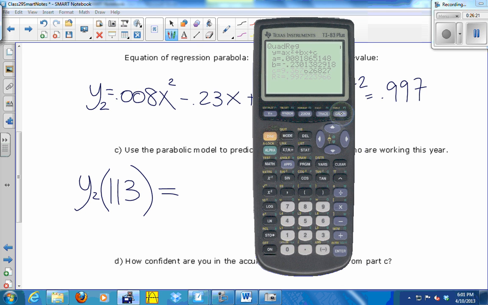So go to my table, and I want to type in 113 for X, and it gives me a value for Y1 and for Y2. Okay, so Y1 predicts 69.5 million women, and Y2 predicts 87.9 million women. And we're going to use Y2 because it seems like a better fit.